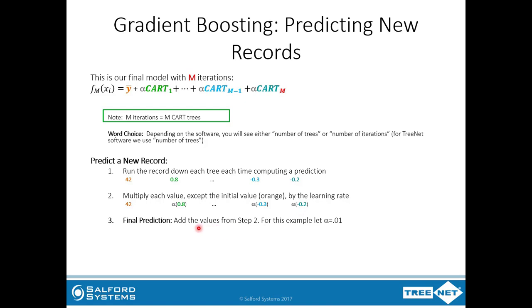And then, to get your final prediction, just add the values from step 2. Just for the sake of example, we'll go ahead and let alpha be 0.01. And so this is your final prediction. This is how predictions are obtained in stochastic gradient boosting.